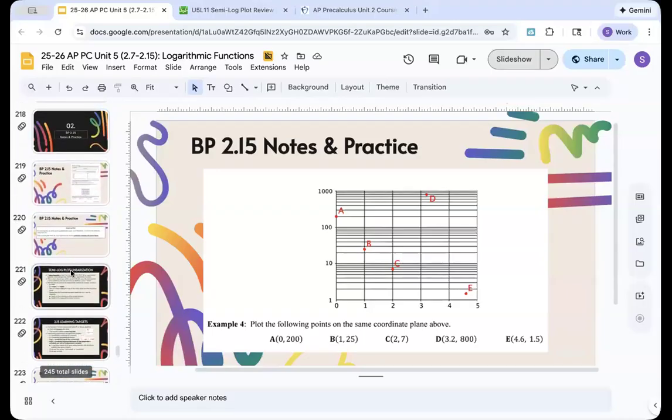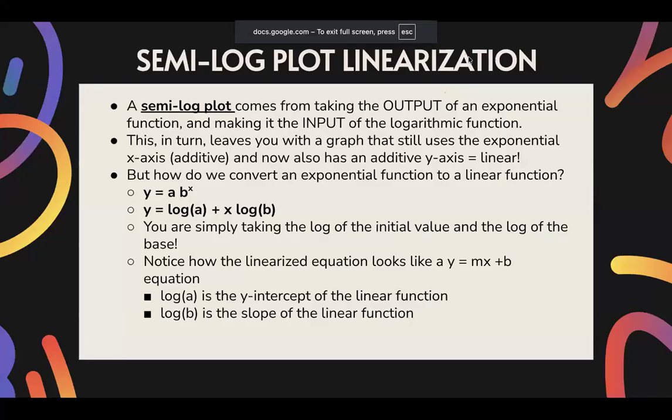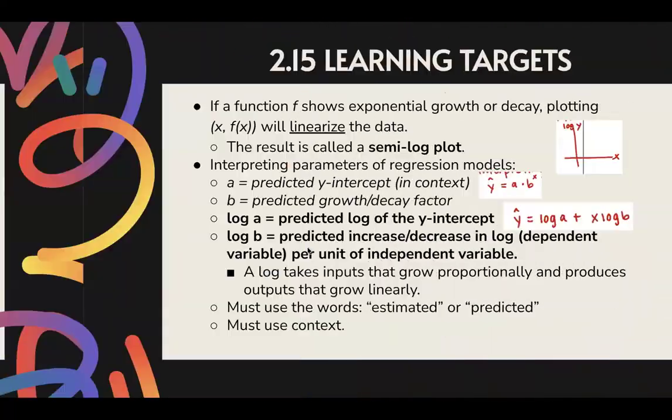Okay, so now if we are to backtrack quickly, the semi-log plot, as I mentioned, comes from taking the output of an exponential function and making it the input of a logarithmic function. So that's how we end up with a graph that looks like a linear function. So how do we convert exponential to linear? Well, we have an exponential function right here. We actually just take the log of the initial value and the log of the base. And when you type all this out, this gives you a constant, that gives you a constant. So it's basically y equals mx plus b, which again is going to be our linear function. So log base a represents your y-intercept and log base b represents your slope. Okay?